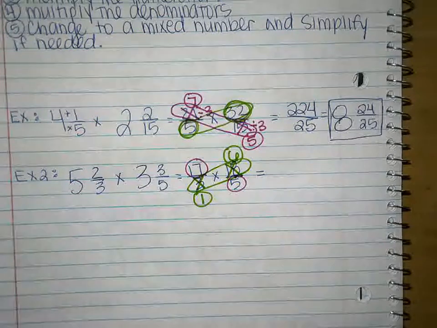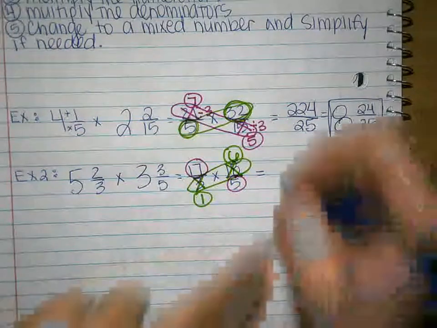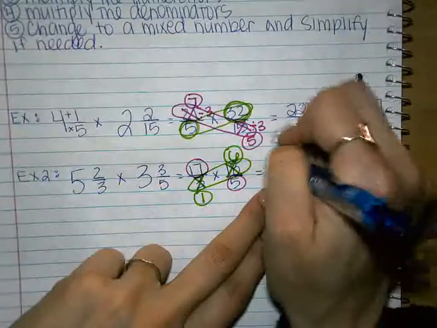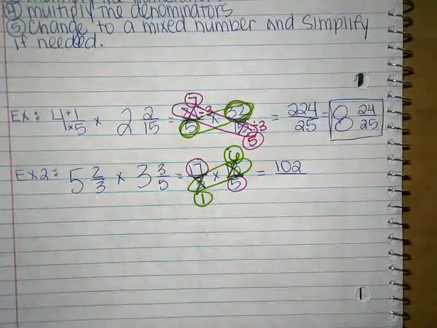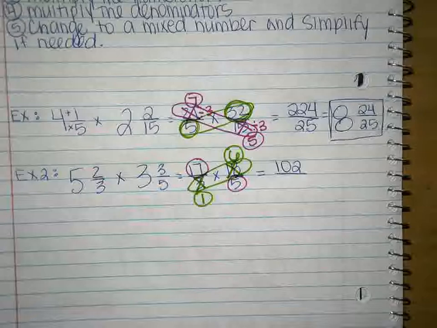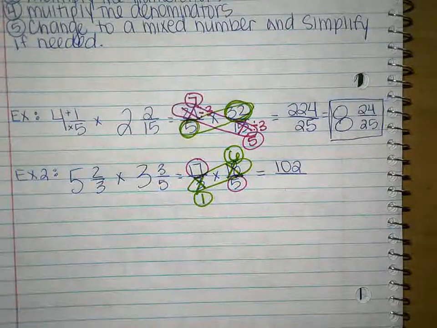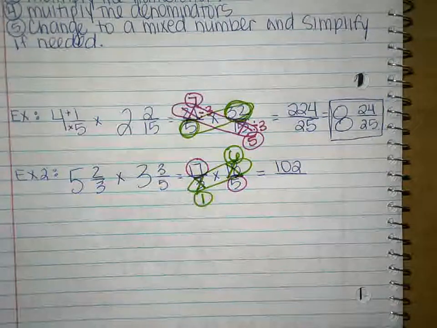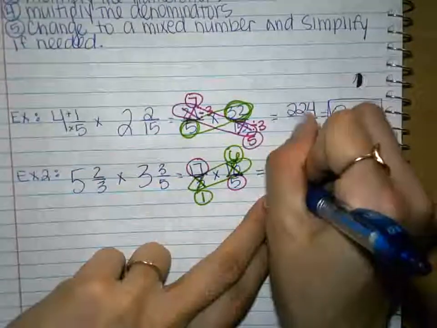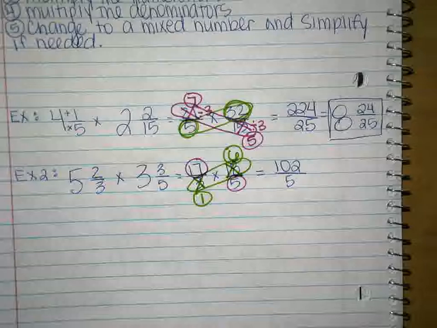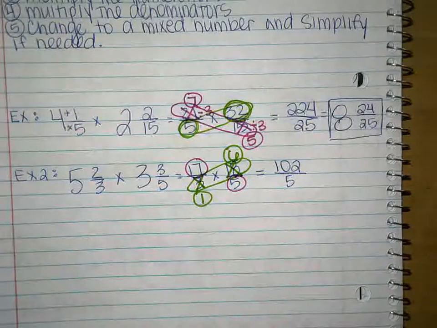What is it? 102. It's 102. What's step 4? Multiply denominator. Okay, what are my denominators? 1 and 5. What's 1 times 5? 5. Now what do I need to do? You need to change it into a mixed number. Change it into a mixed number for me, please.